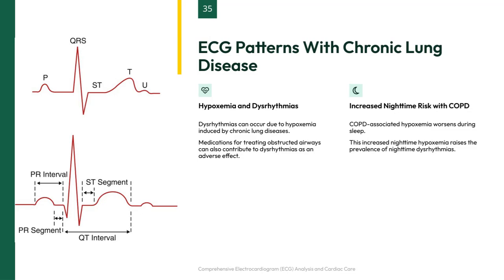When it comes to chronic lung disease, one important factor to consider is hypoxemia, which is a low level of oxygen in the blood. This condition can lead to dysrhythmias or irregular heartbeats. In addition to the effects of hypoxemia itself, some medications used to treat obstructed airways can also cause dysrhythmias as a side effect, so it's something we need to monitor closely.